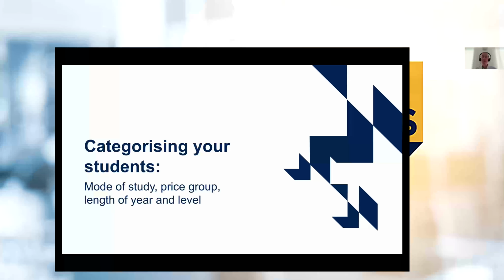So in this section, we'll start by looking at these categories: mode of study, price group, length of year, and level. And at the highest level, we categorize by mode of study. So we will start with that.